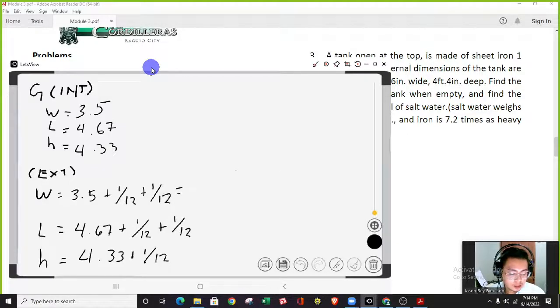Okay. Anong sagot? For your width, anong sagot? Sir, 3.67. Since na-round up yung point. Okay, 3.67. How about dito? 4.67 plus 1 over 12 plus 1 over 12. Sir, 4.84. 4.84. Okay, dun sa huli.